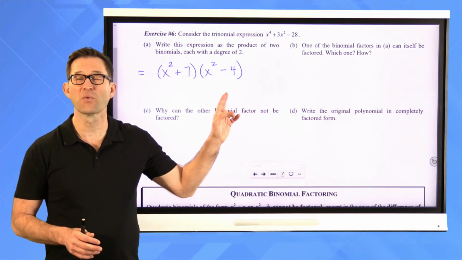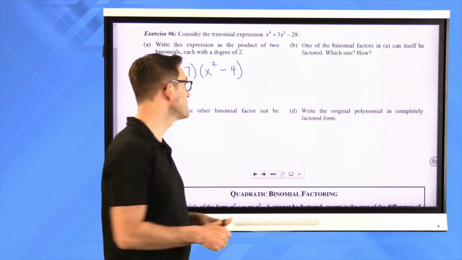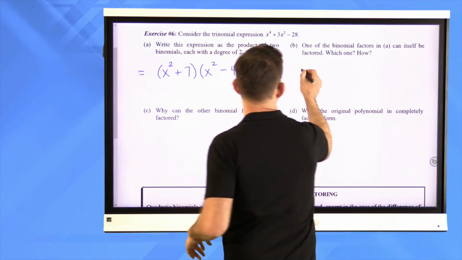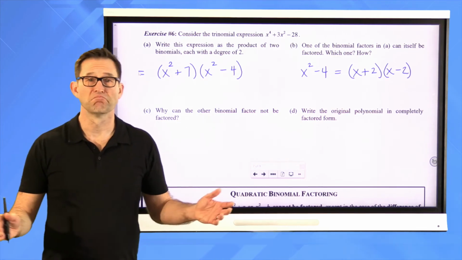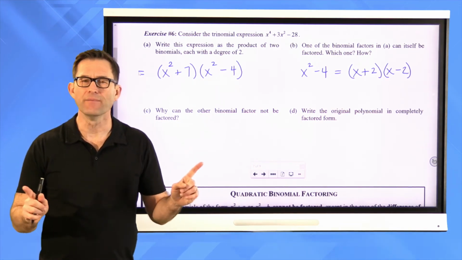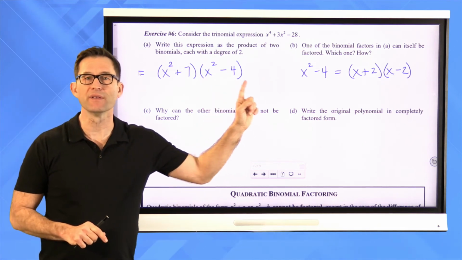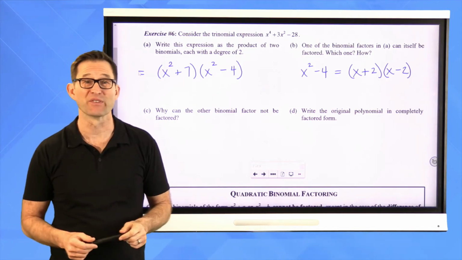All right, well, it's x squared minus 4, right? X squared minus 4 can be factored because it's the difference of perfect squares. Specifically, x squared minus 4 can be factored as x plus 2 and x minus 2. All right, it's as simple as that. Now, that being said, I claim you should easily look at this and know that it can be factored into this because we've spent time with difference of perfect squares.